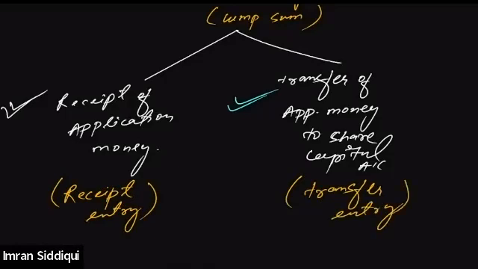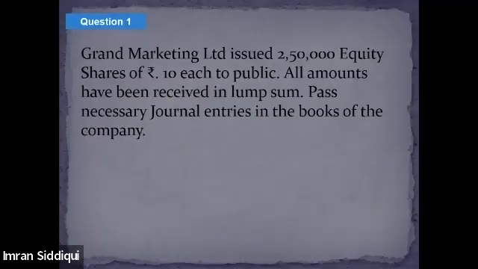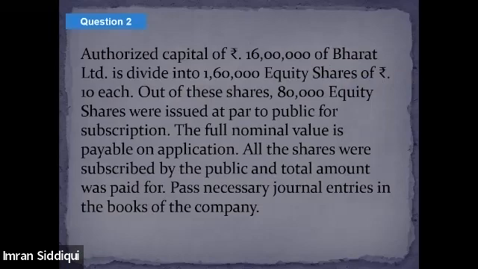All right. I hope this is clear, both of you. Okay, let's discuss this question. Question number 2. It says authorized capital is 16 lakh of Bharat Limited divided into 1,60,000 equity shares of rupees 10 each. Out of these shares, 80,000 equity shares are being issued at par to public for subscription. The full nominal value is payable on application. All these shares were subscribed by the public and total amount was paid. Pass necessary journal entries in the books of the company.